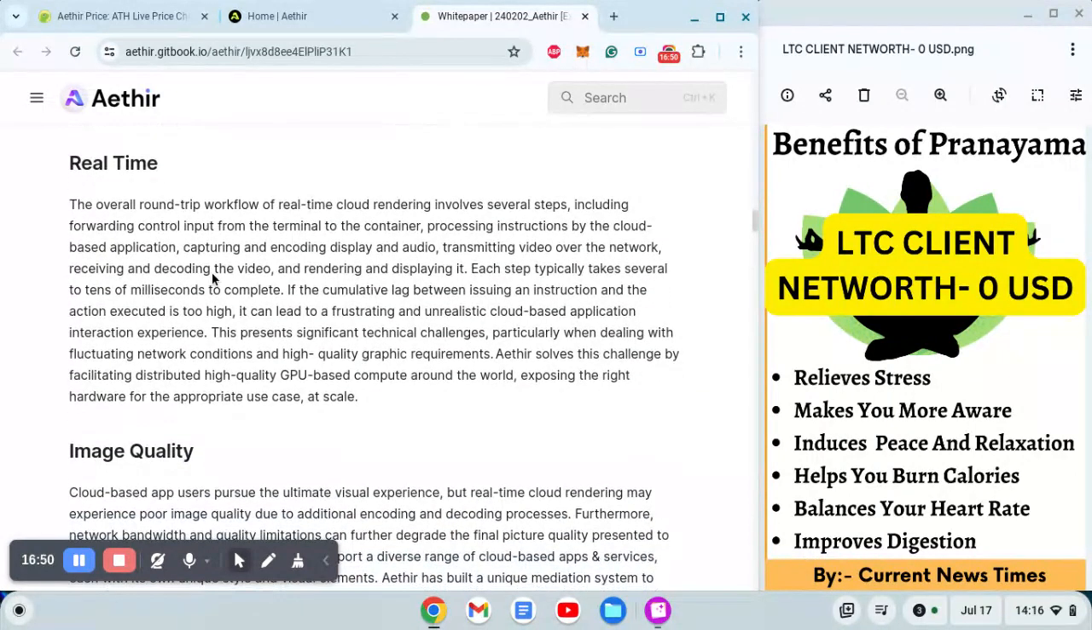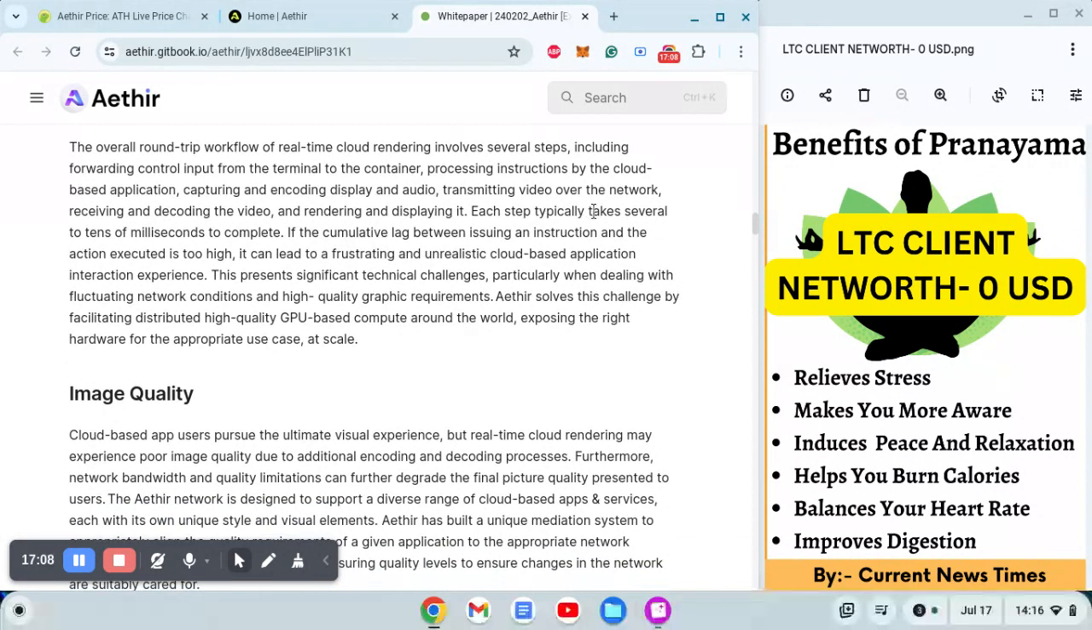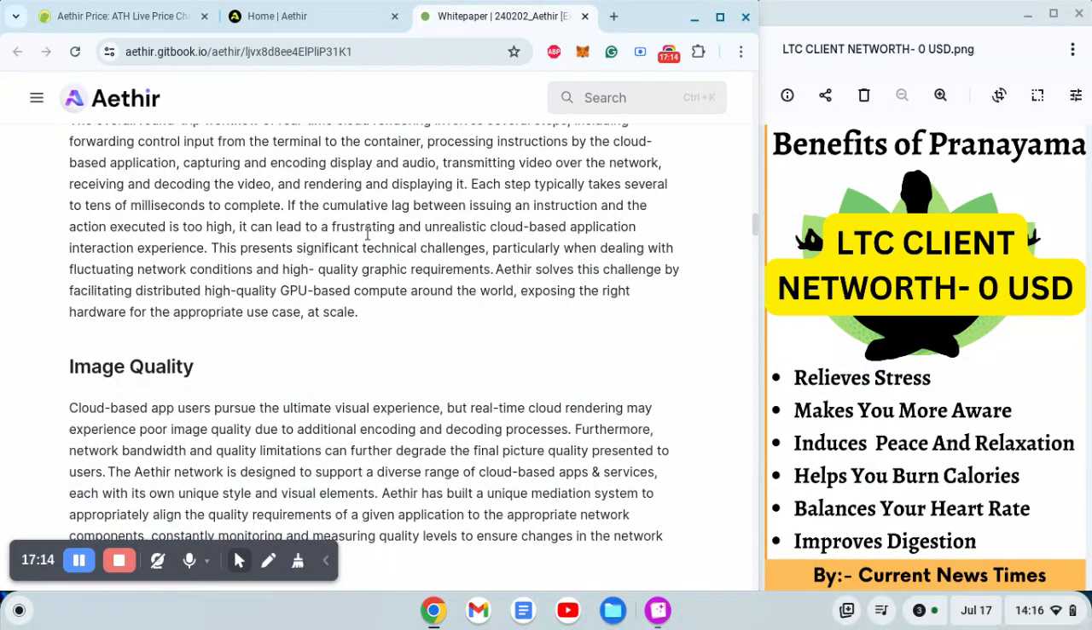Real time. The overall round trip workflow of real time cloud rendering involves several steps, including forwarding control input from the terminal to the container, processing instructions by the cloud based applications, capturing and encoding displaying audio, transmitting video over the network, receiving and decoding the video, and rendering and displaying it. Each step typically takes several to tens of milliseconds to complete. If the cumulative lag between issuing an instruction and the action executed is too high, it can lead to a frustrating and unrealistic cloud-based application interaction experience. This presents significant technical challenges, particularly when dealing with fluctuating network conditions and high quality graphic requirements.